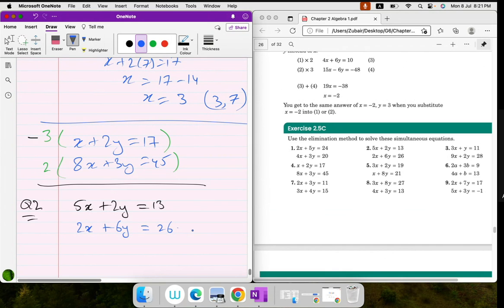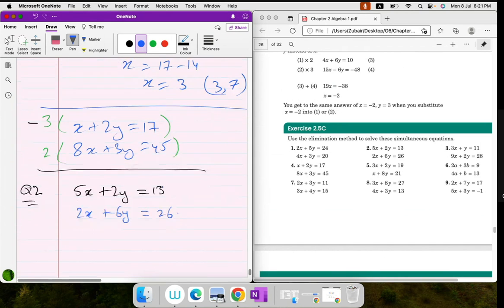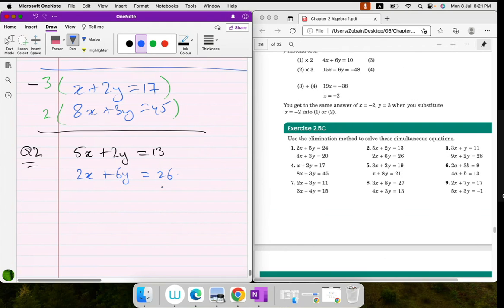So after removing x, do we have to add? If your signs are different, you can add. If your signs are same, you will subtract. Keep in mind, you have to get rid of one of the variables.